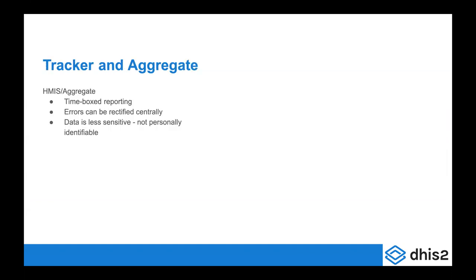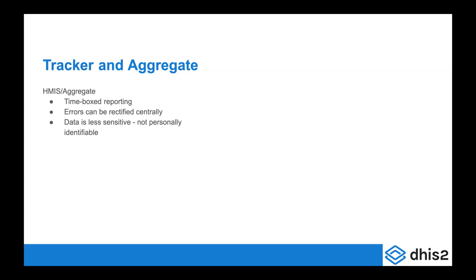Just highlighting some of these differences, the HMIS would normally be time-boxed reporting, and your users would spend some days entering the data and using the system, and maybe much of the month the users wouldn't enter data at all. The reporting happens in batches. Then the data use is more of something that's ongoing, but reporting happens in batches. And that's in most cases where the vast number of users actually log into your system and interact with this instance. In HMIS or aggregate, any errors you might go and fix at the central level.